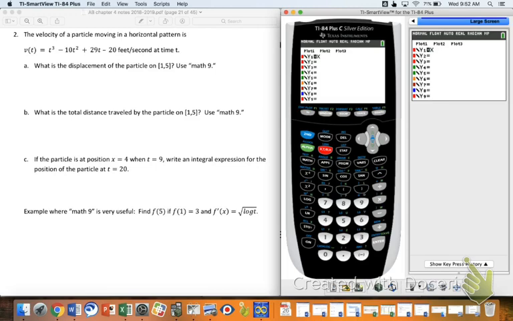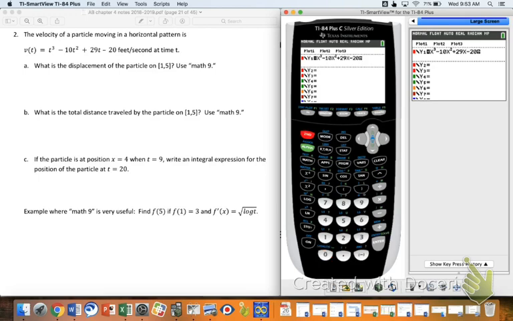I am going to enter this into my y equals, just because I'm going to do this twice. So it's going to be minus 10x squared plus 29x minus 20. So I'm putting this into my y1. You don't have to do it this way if you don't want to. I kind of like this because we're going to do it twice.